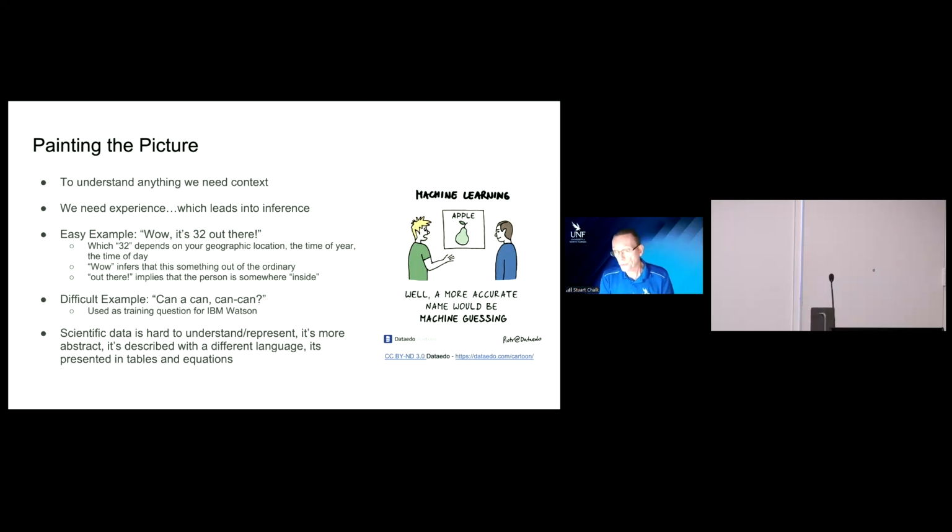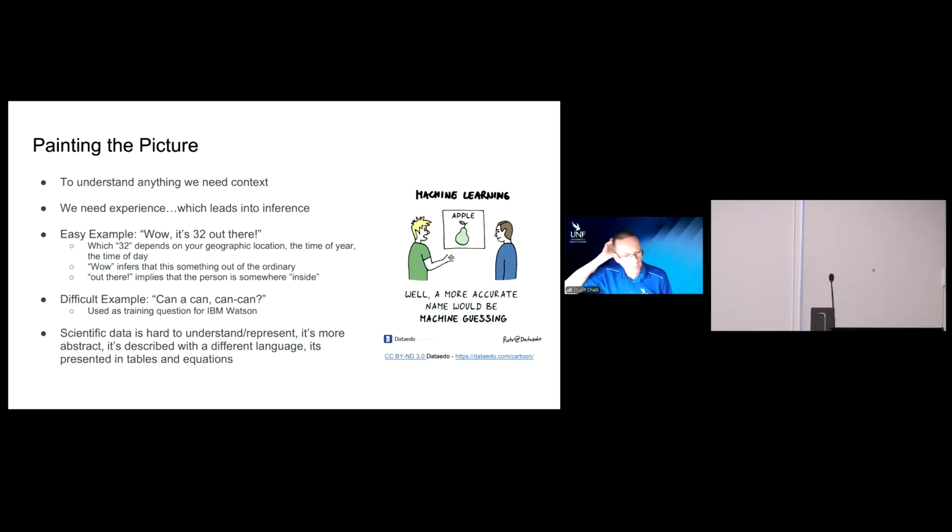To paint the picture, as others have already said, to understand anything we need to do, we need to know what the context is. We need experience, which then leads to inference. Easy example: wow, it's 32 out there. Of course, we as humans can in some fashion interpret that, but to have a machine try and interpret that in some kind of logical way obviously means a little bit more. One of my favorite quotes to my students is a difficult example to understand from a semantic standpoint, "can," which was used to train Watson when it was the thing at that time.